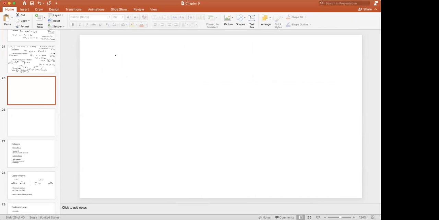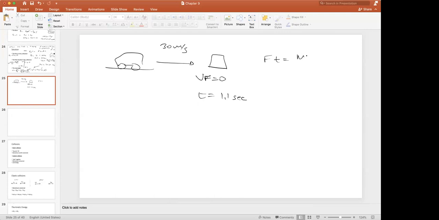So imagine you're driving in your car and you're doing 30 meters per second, right? And you hit a wall and stop. So V final is 0, and you do this in 1.1 seconds. The whole collision lasts 1.1 seconds. What is the force on your body if that happens? So we have F times T is mv final minus mv initial. And your car, let's say, weighs 1,400 kilograms. I don't know what it weighs, but let's just use this number, okay?